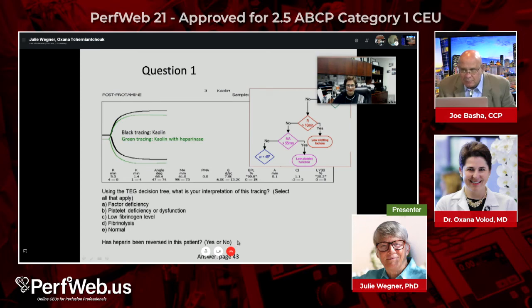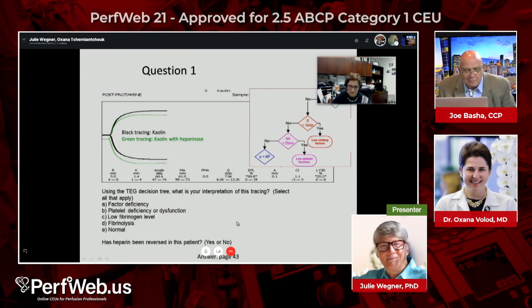So number one is probably, has heparin been reversed? I'm going to say it's normal. Yes, the heparin has been reversed. That's a question you always want to ask. In this case, you can see because you have the heparinase and the non-heparinase one, and they're pretty much the same. So yes, I would say the heparin has been reversed.